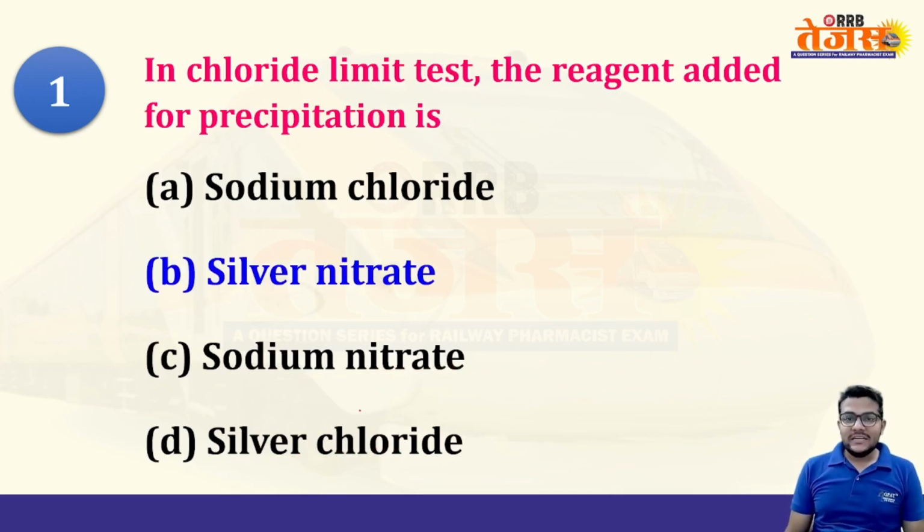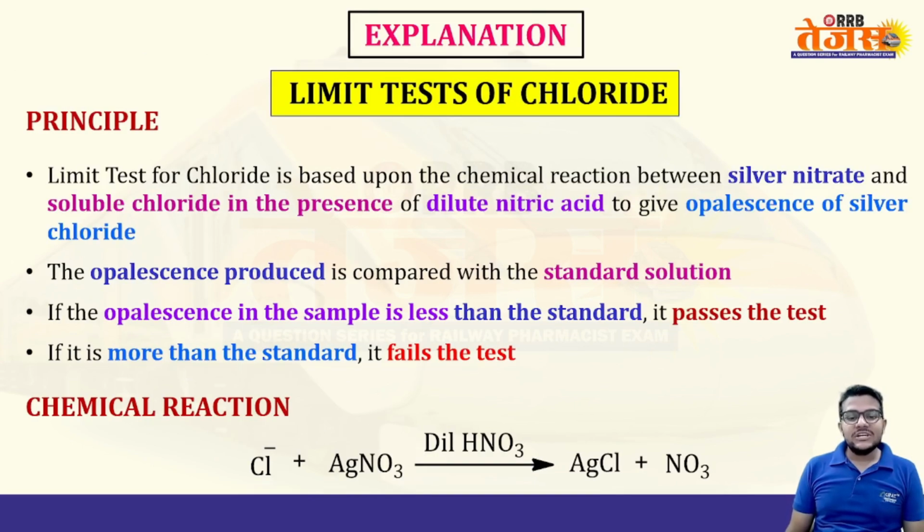As you know, in chloride limit test, chloride reacts with silver nitrate in presence of HNO3. So the basic reaction of your chloride limit test is the reaction between the chloride ion and silver nitrate in presence of dilute HNO3. You have to remember that dilute HNO3 is used in the limit test of chloride. There is a chance they will ask which reagent is used in the limit test of chloride, so remember that it occurs in presence of silver nitrate as well as dilute nitric acid.